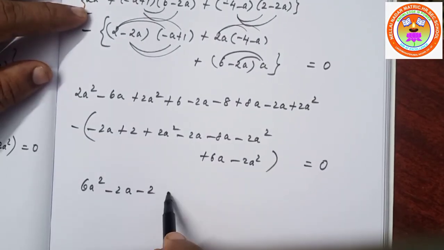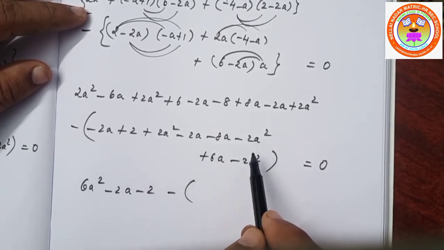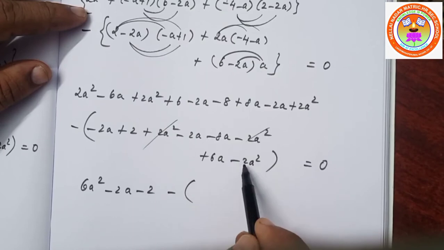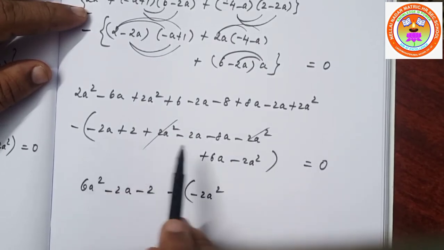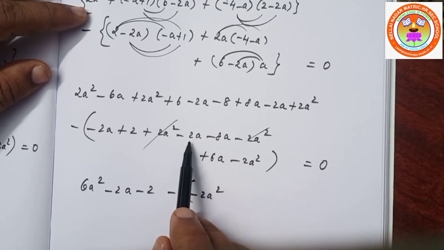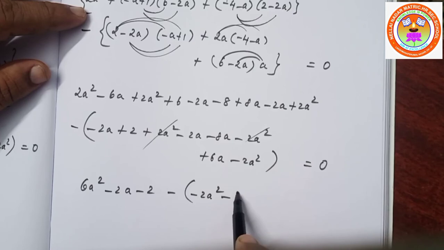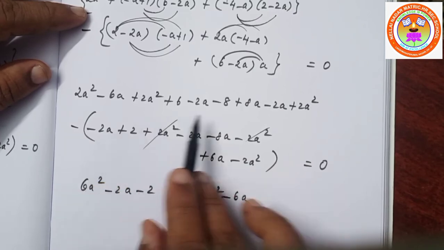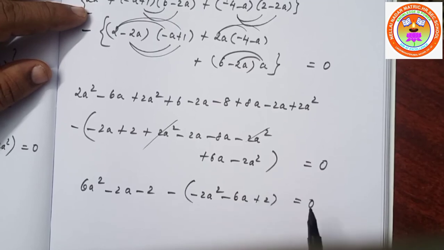Here minus bracket, a squared minus 2a squared plus 2a squared cancel. We have only minus 2a squared. Then a terms. Minus 2a, that is minus 4a. Minus 4a minus 8a, minus 12a. Minus 12a plus 6a, that is minus 6a. Finally, the constant, we have only one constant, that is plus 2. That is equal to 0.